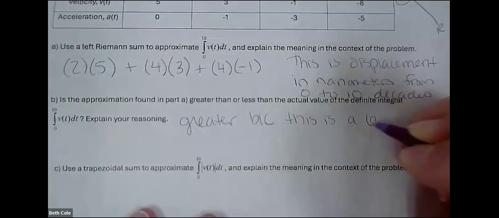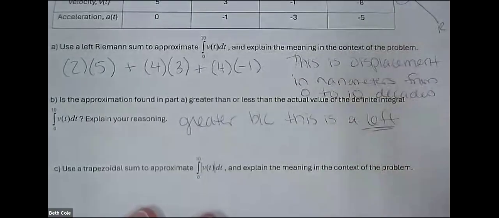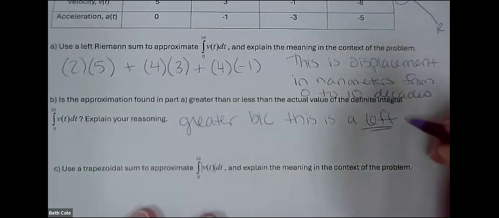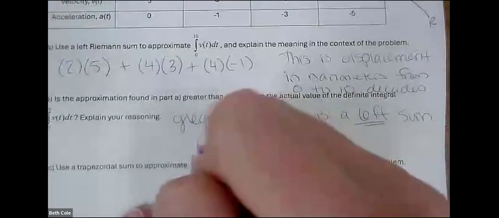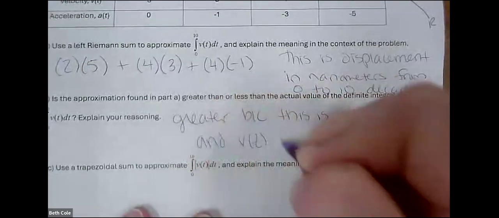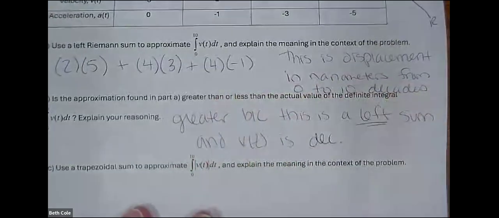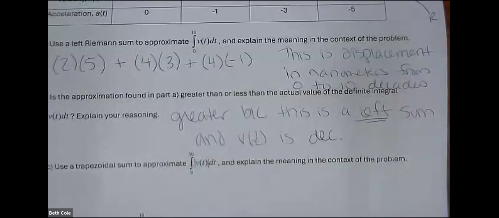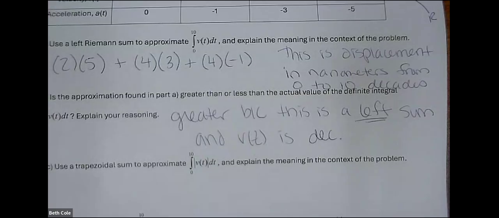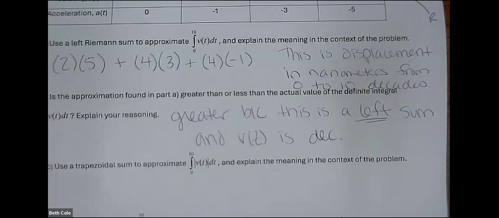this is a left sum and velocity is decreasing. You can say it in whatever order you want. If you say it is decreasing, they will not give it to you. And I'm actually on their side on that one because velocity is not the only thing in this problem. What else is in that table? Yeah, and you need to say which one you mean. No pronouns, all right? Don't say it.